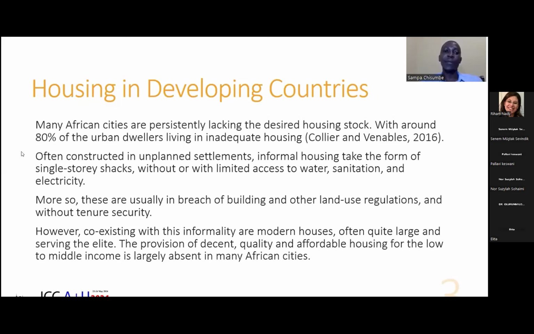Many African cities are persistently lacking the desired housing stock, with around 80% of the urban dwellers living in inadequate housing. This is often constructed in unplanned settlements, informal housing taking the form of single-story shacks with limited access to water supply as well as electricity. Also, these are usually in breach of building as well as planning regulations.